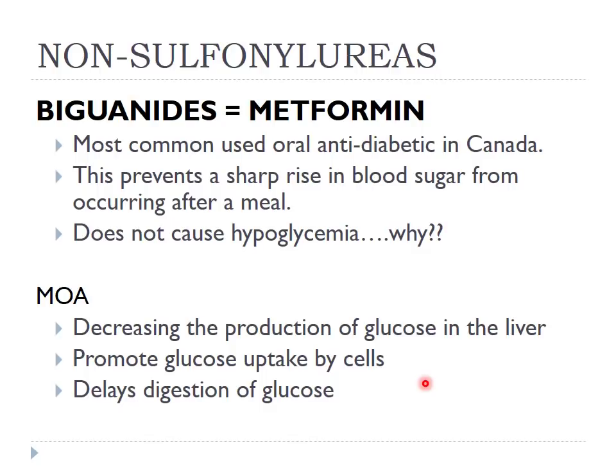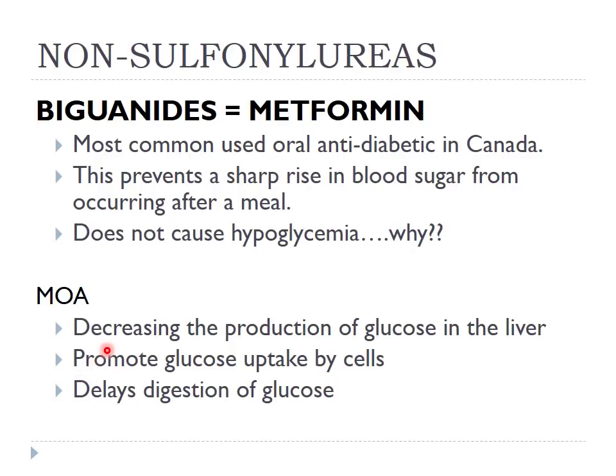Okay? So, non-sulfonylureas, we basically have these things called biguanides, metformin. Everybody sees metformin. You probably have a lot of patients on metformin. It is the most common oral antidiabetic used in Canada. This prevents a sharp rise in blood sugar from occurring after a meal. It does not produce hypoglycemia. Why? Well, the mechanism of action is slightly different. So this is why you're looking at sulfonylureas or non-sulfonylureas. This is why this drug is so popular in Canada. It does not cause hypoglycemia.